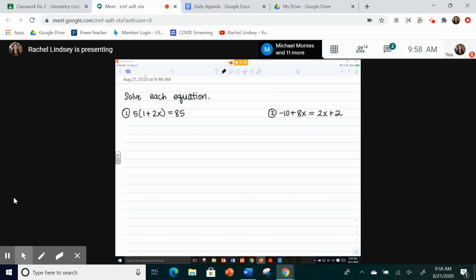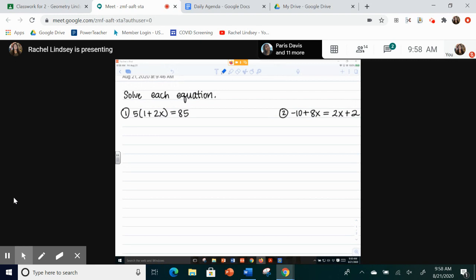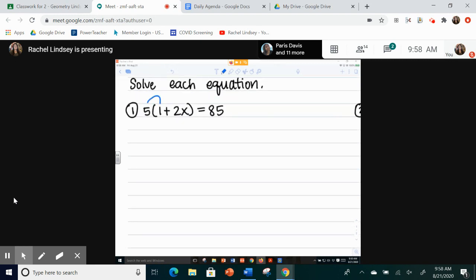So what's my first step on number 1? What do I need to do with that 5? Distribute it. So 5 times 1 is 5. 5 times 2x is 10x. And then bring down the 85.